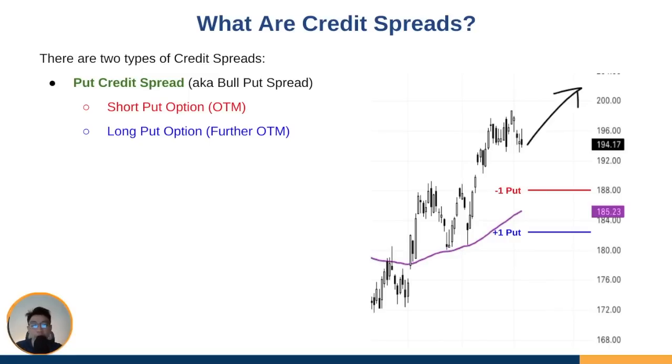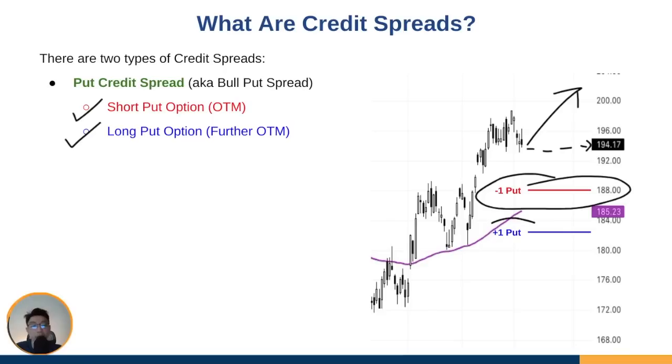So how do you put on the put credit spread? It's actually very simple. To put on the put credit spread, there are just two options that you have to put on. The first one is the short put, as you can see down here, and generally you want to put it out of the money. For the put option, out of the money just means that it's below where the current market price is. As you can see down here, the current market price is around 194. So out of the money just means it's below. And the next option that you want to put on is the long put option.